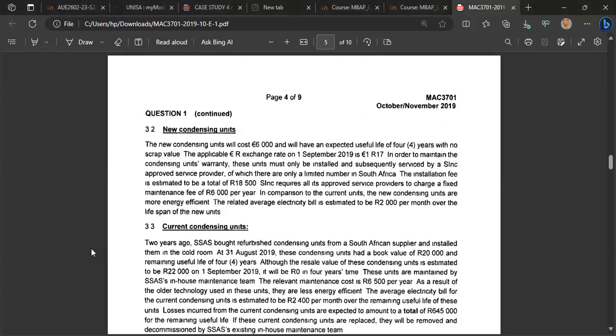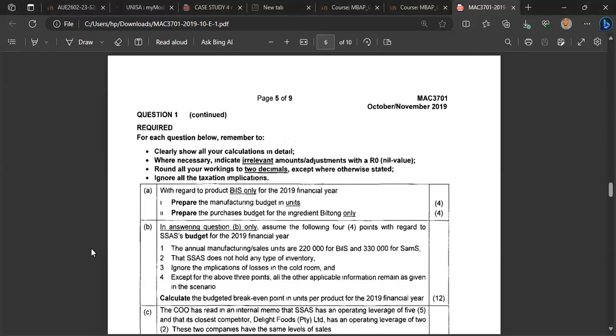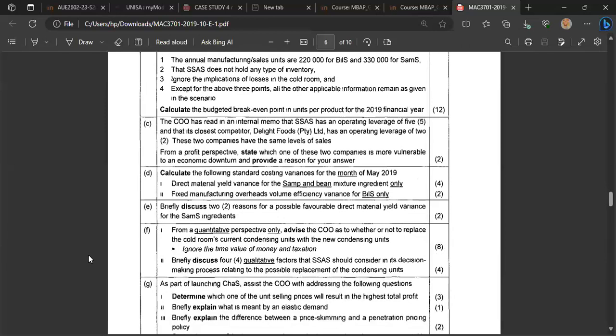All right, so let's just peruse through the kind of questions that we had on this paper in 2019. With regards to this product, prepare the manufacturing budget in units and prepare the purchases budget for that. So we'll probably come and end here, and then maybe, hopefully, we also do part B there. I actually saw this a little bit late today, but had I seen it earlier, I would have put it on the outline to be one of the first things that we do today.